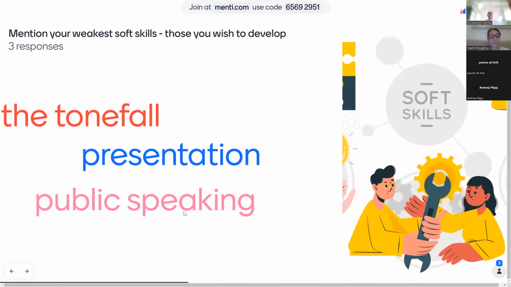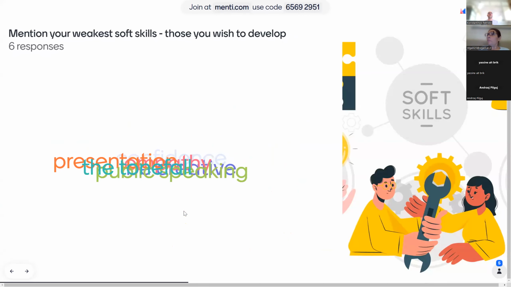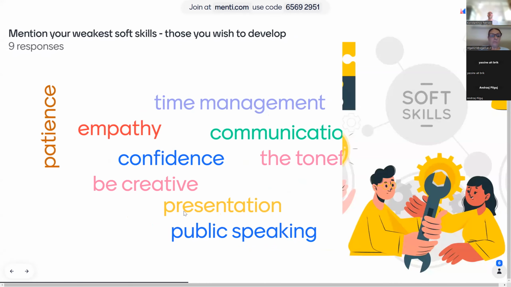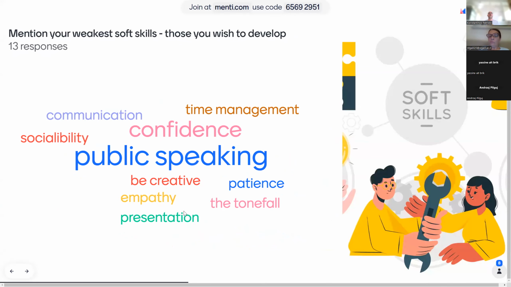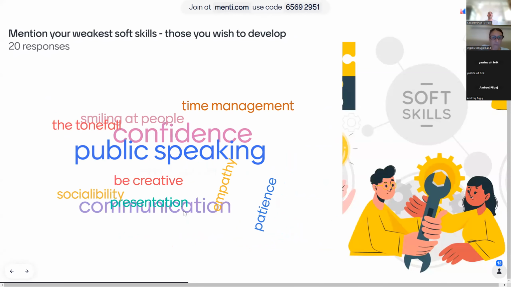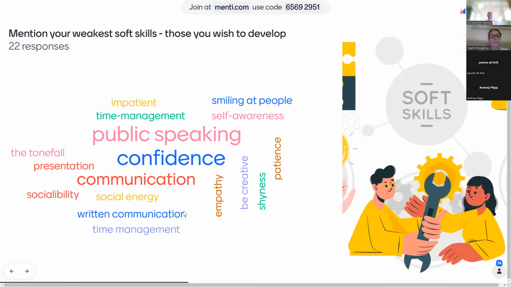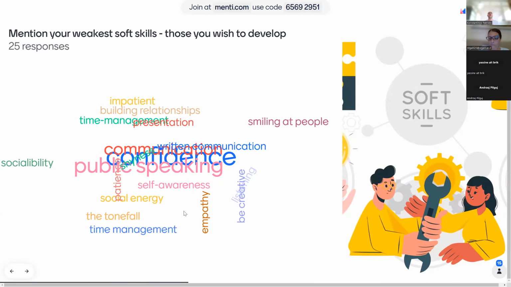Time management. I need to improve a lot of things. The next lecture that I'm going to teach you is time management skills, but mainly from my mistakes and what I'm doing in order to improve them. Confidence, public speaking, be creative. Be creative. Very important for research skills to be creative. But this comes from engagement.